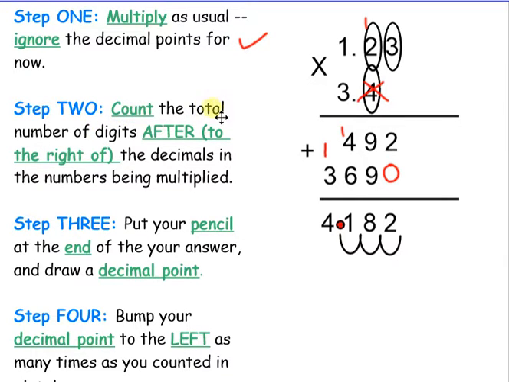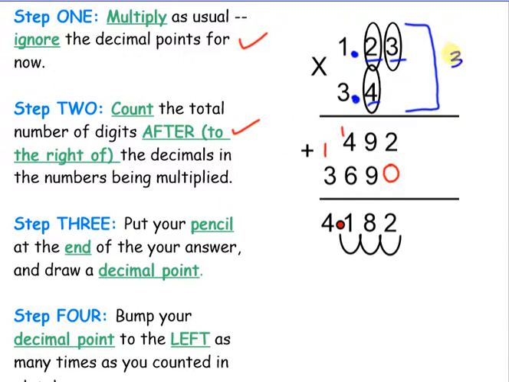Step 2, count the total number of digits after, meaning to the right of, the decimals in the numbers being multiplied. So for this, I'm going to go back up to the original problem up here, and I'm going to sort of erase the marks that I made so you can see better. And what I've done is I've circled for you. So how many numbers in the original problem are after the decimal point? So here's the decimal point. Here's the decimal point. How many numbers are after the decimal point? 1, 2, 3. Okay, so we've counted.